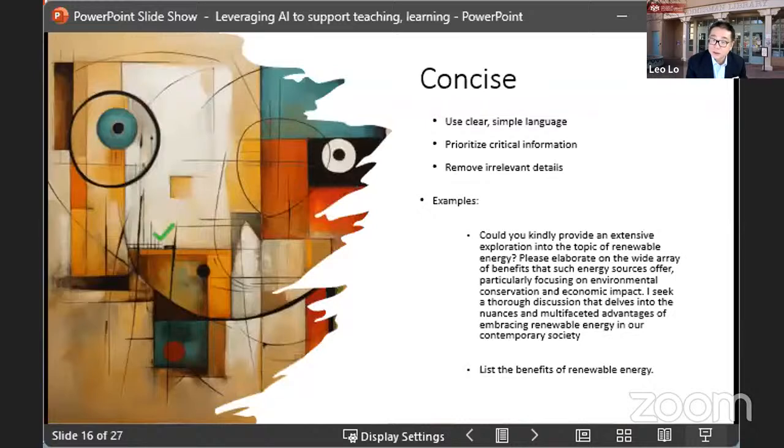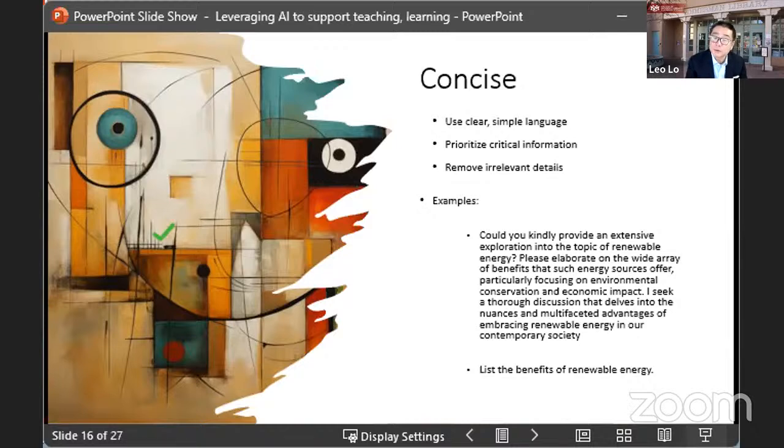Also, you want to prioritize critical information. These models are designed to recognize and prioritize information based on the initial set of instructions provided in a prompt. So by presenting the most important information first, you can guide the AI to center its processing power on that.